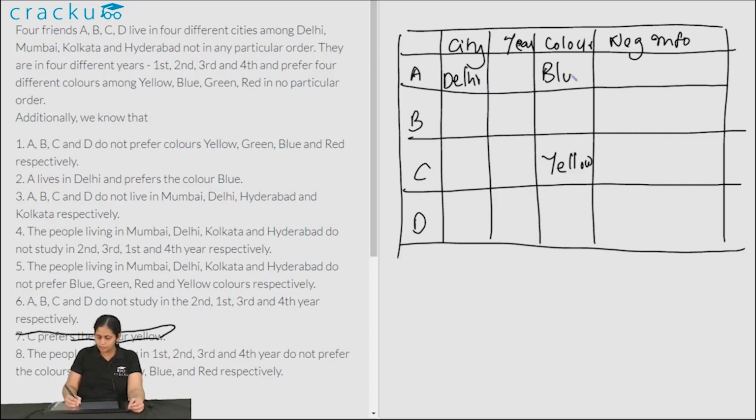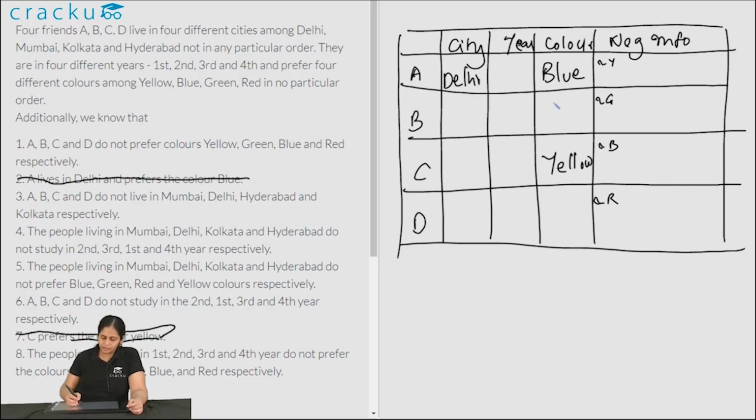Color blue. Okay, so I'll remove this also. Okay, we know that I'll put in all the negative information and delete the clues that I've put in. A, B, C and D do not prefer the colors yellow, green, blue and red respectively. So this guy is not yellow, this guy is not green, this guy is not blue and this guy is not red. Now the only colors that are really remaining are green and red.